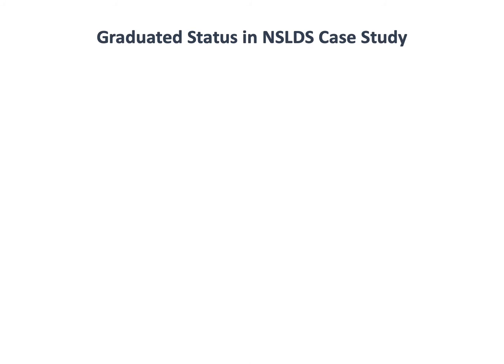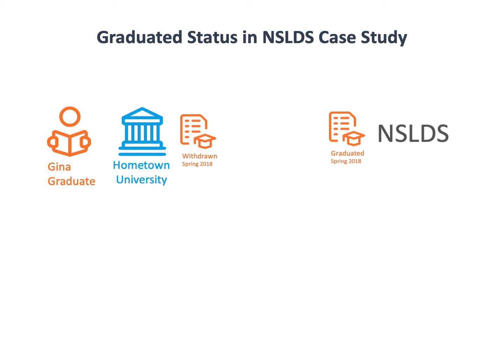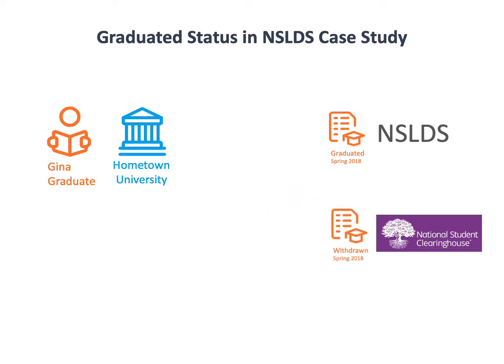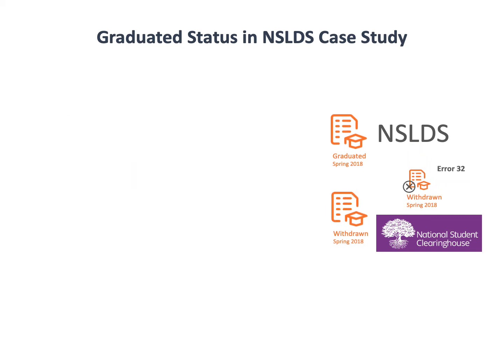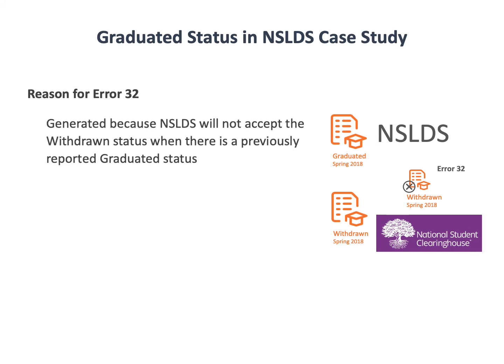Gina Graduate recently graduated from Hometown University. The graduated status was updated directly in NSLDS. However, a withdrawn status was reported to the Clearinghouse. After reporting this withdrawn status to NSLDS, an error 32 was returned. So why was the error 32 returned? NSLDS will not accept a record with a withdrawn status since there is a previously reported graduated status.